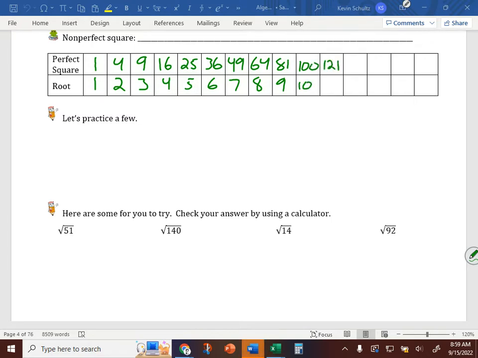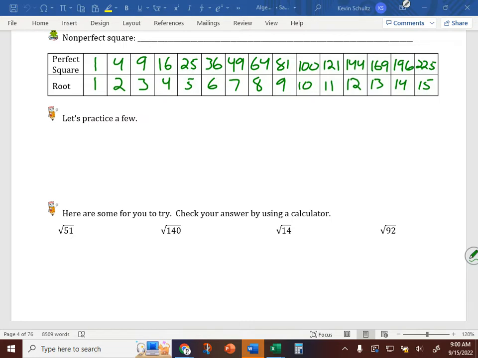100 and 10. 121 and 11. 144 and 12. 169 and 13. 196 and 14. And 225 and 15. So when I ask you for the root of any number in our perfect square row here, it's going to be a whole number answer, and those whole number roots are written down below.